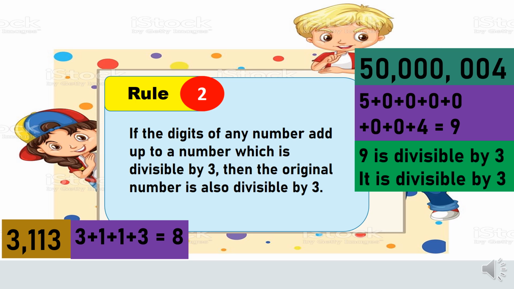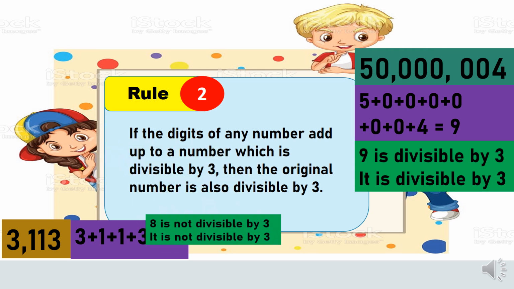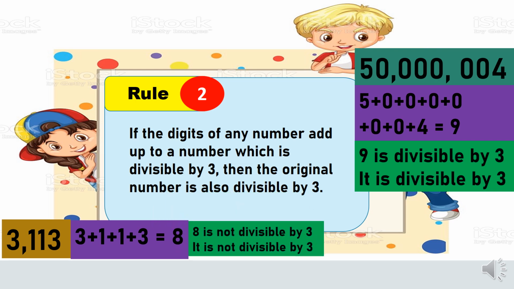So now read the table of 3. What do you think? Does 8 come in the table of 3? No, 8 does not come in the table of 3. So 8 is not divisible by 3. So if 8 is not divisible by 3, it means the complete number 3113 is also not divisible by 3.